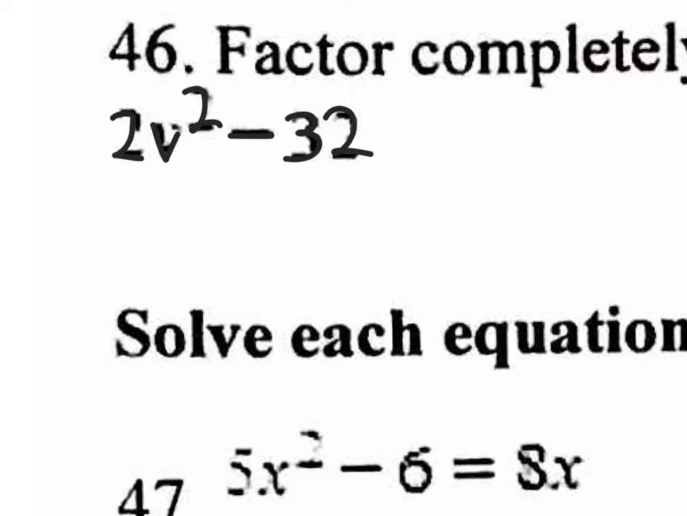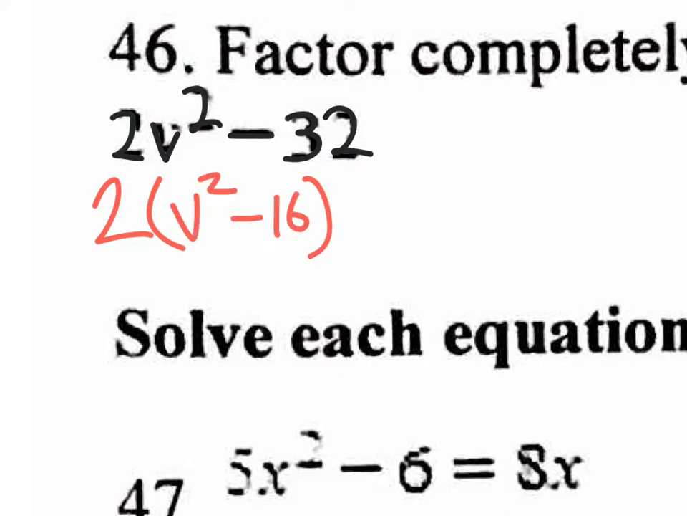So you're going to pull out what? What are you going to pull out? The GCF. What is a GCF? What's in common in both terms? Somebody say it, please. What could I pull out? Could I pull out a 5? No. A 2. Thank you, Maddie. So 2 times, what do we have left? A v squared minus 16 on the inside.